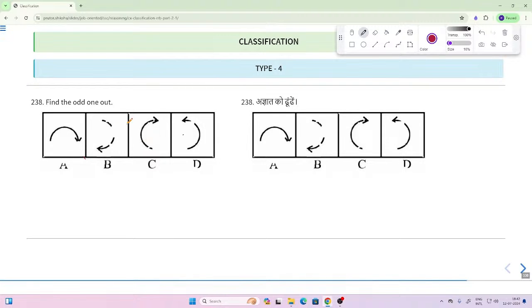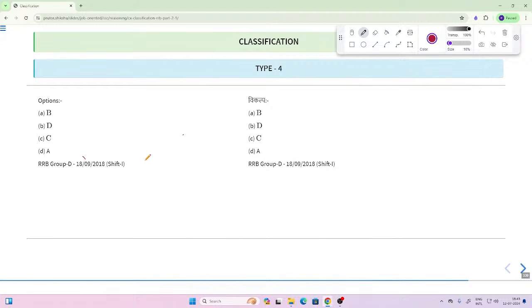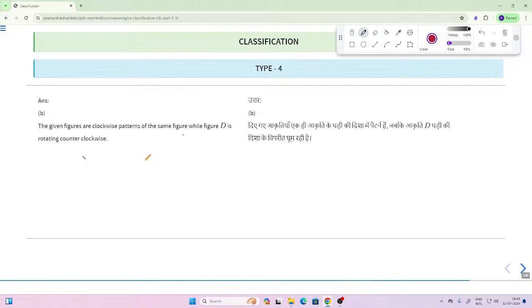Find the odd one out again. A, B, C all are rotating clockwise, while D is rotating anti-clockwise. Hence, figure number D is the odd one out. The given figures are clockwise patterns of the same figure, while D is rotating counterclockwise.